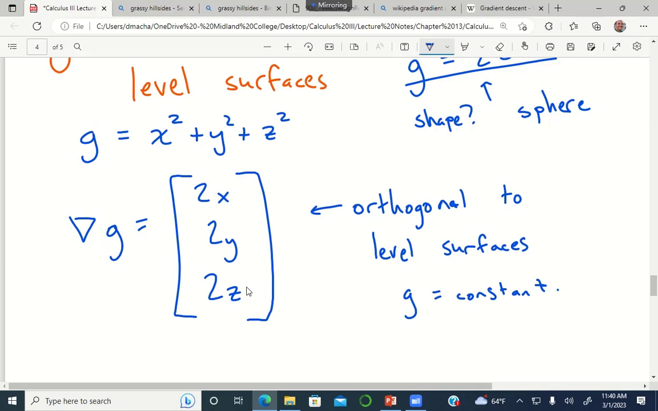And hopefully that makes sense because all of the level sets, no matter what constant you choose for the g value, are going to be spheres centered at the origin. This vector is always going to point away from the origin. If you choose a point x, y, and z, then this vector just points away from the origin in that direction. Makes sense. And anyways, if you've got a vector that's pointing away from the origin, then that's going to be orthogonal to the surface of a sphere that's centered at the origin.